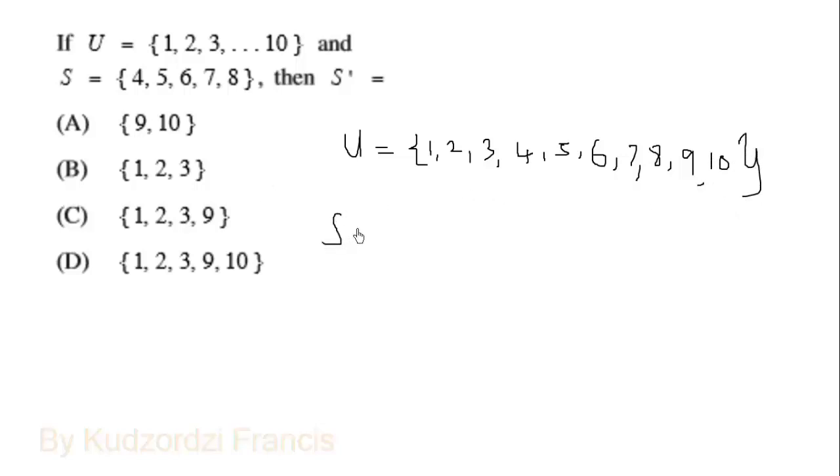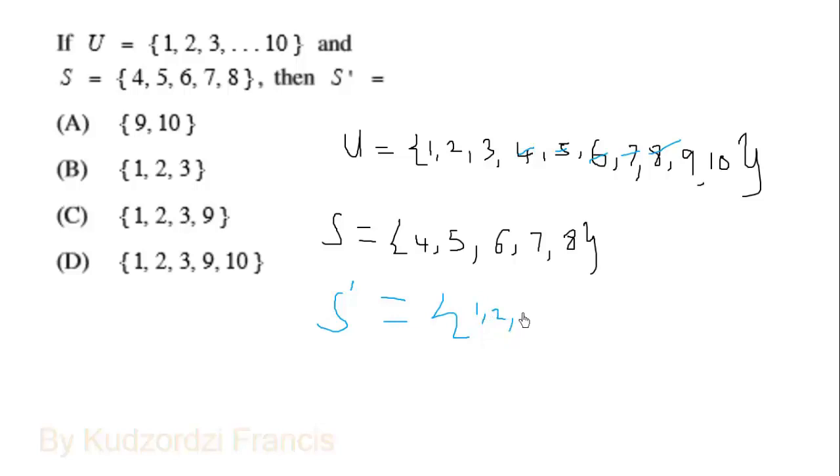Now, the set S has elements 4, 5, 6, 7, and 8. So the complement of set S, denoted as S prime, is equal to elements that are in the universal set that cannot be found here. So let's cancel out all the elements that are here and also here. So these are 4, 5, 6, 7, 8. So the remaining are the complements. These are 1, 2, 3, 9, 10. So the correct answer is D.